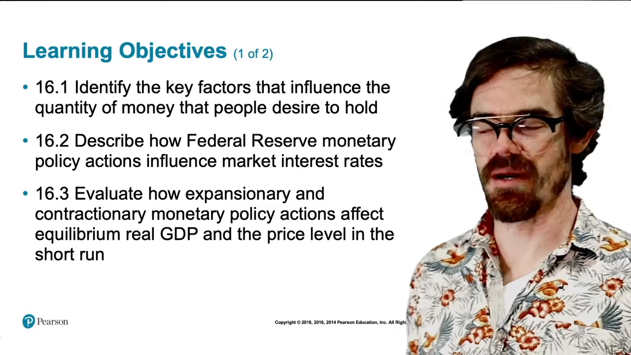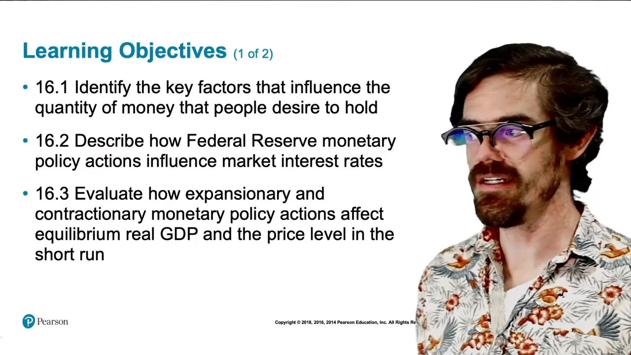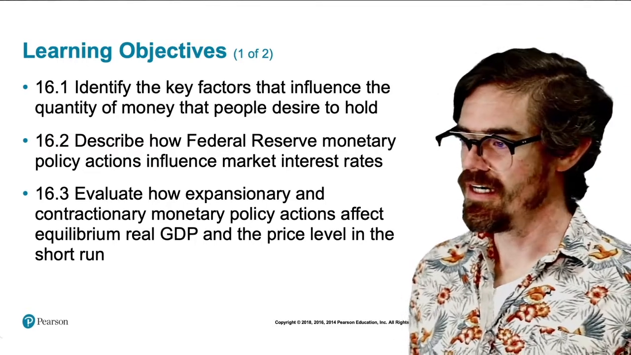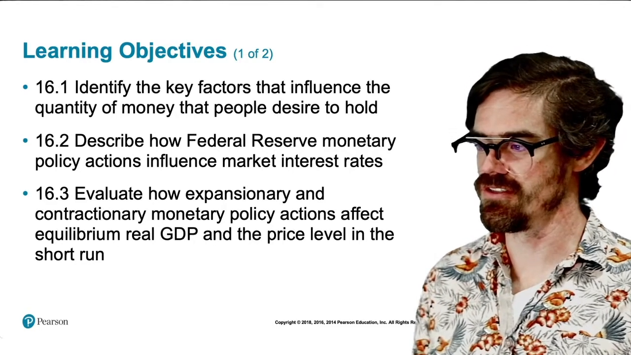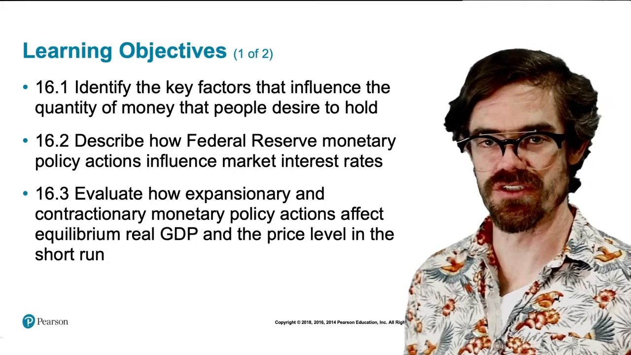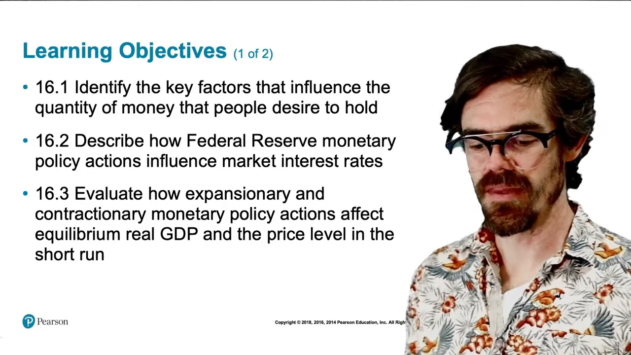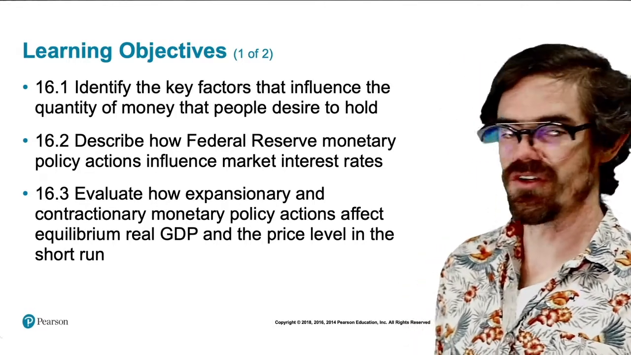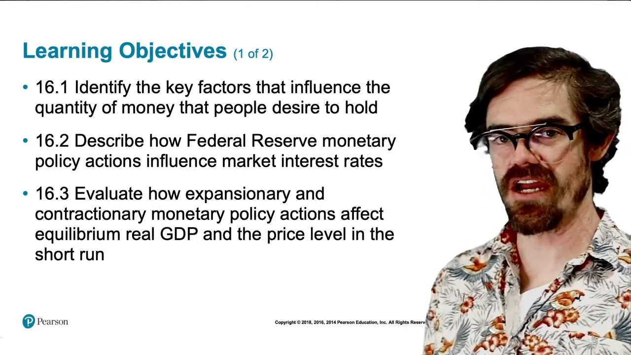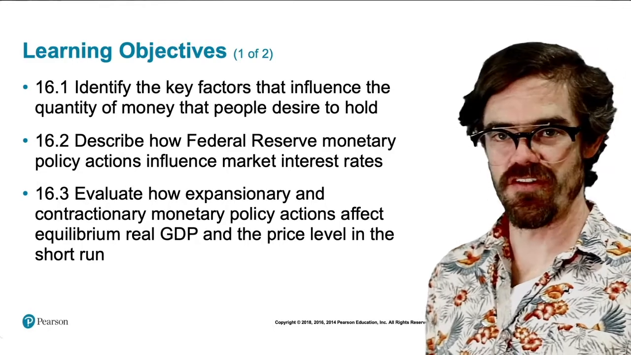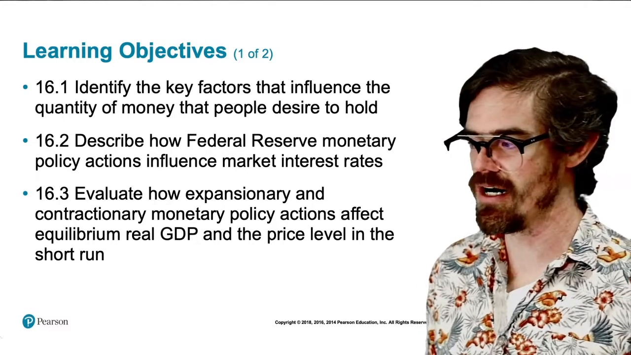Our objectives for this chapter are to first identify key factors that influence the quantity of money that people want to hold. And then we're going to look at describing how Federal Reserve monetary policy actions influence market interest rates, which is one of the key channels through which monetary policy affects the economy. Then we're going to look at trying to evaluate how expansionary and contractionary monetary policy actions affect equilibrium real GDP and the price level in the short run using our Keynesian model.